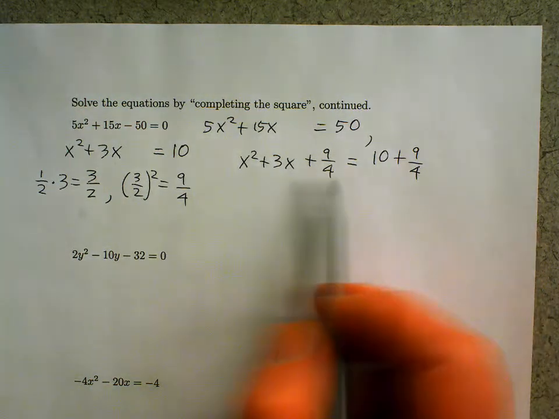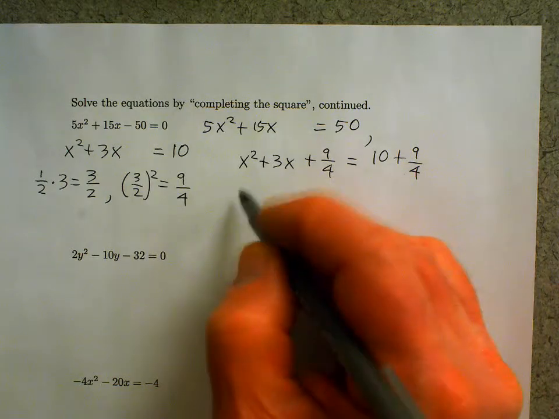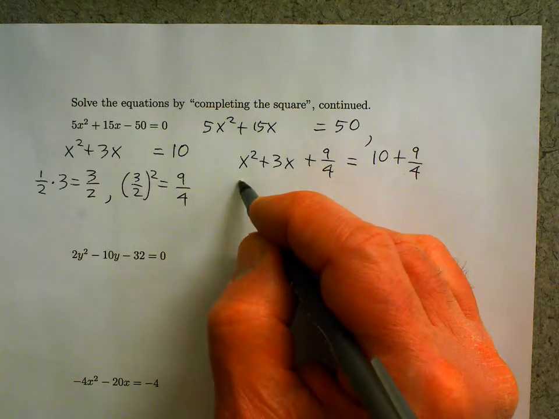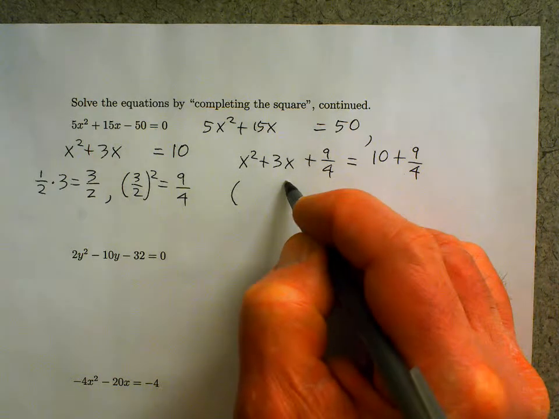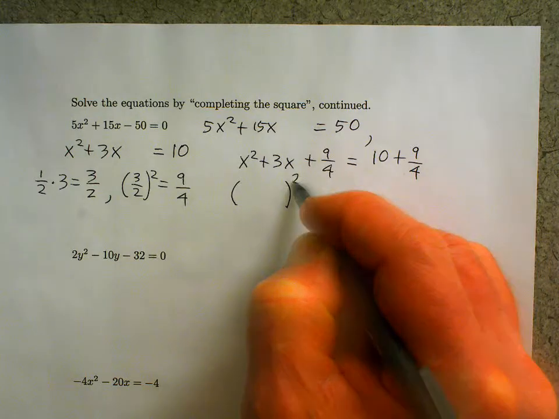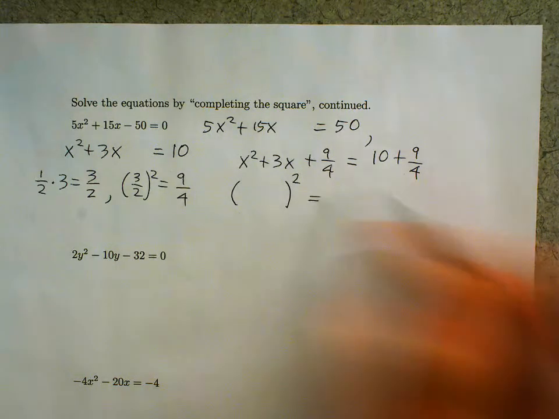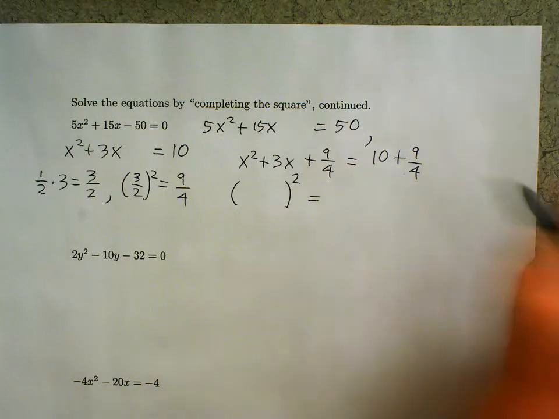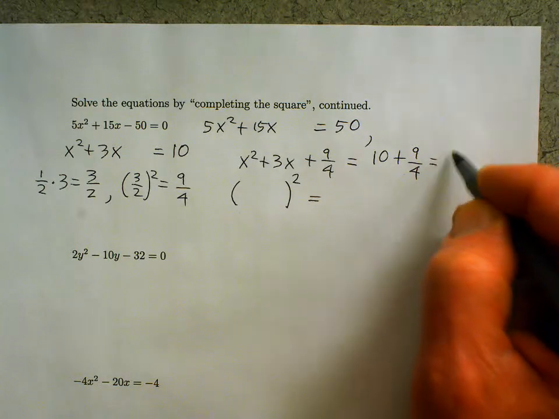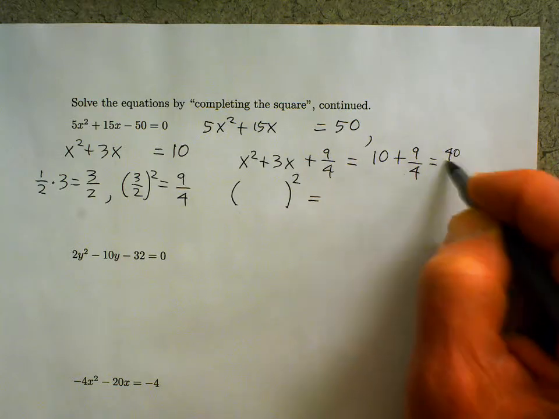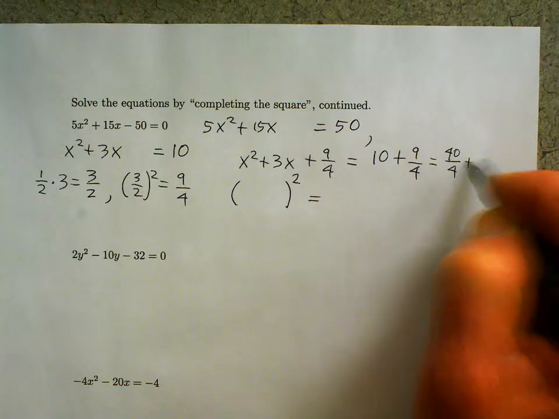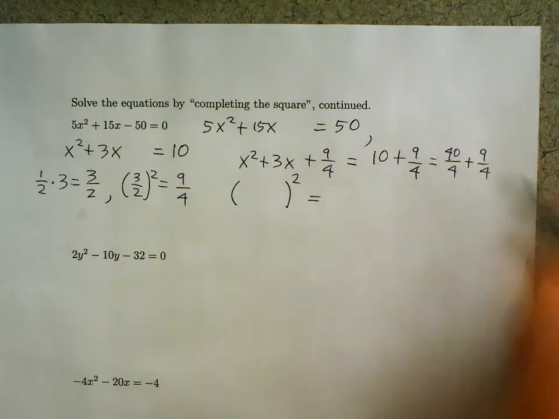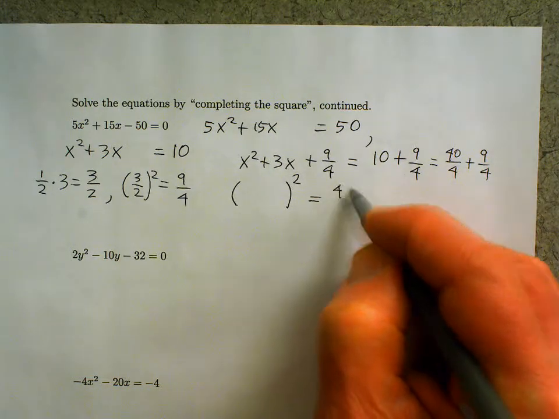The left-hand side is a perfect square trinomial. So that means it's equal to a binomial squared. And on the right-hand side, 10 over 1 plus 9 over 4 is 40 over 4 plus 9 over 4, which is 49/4.